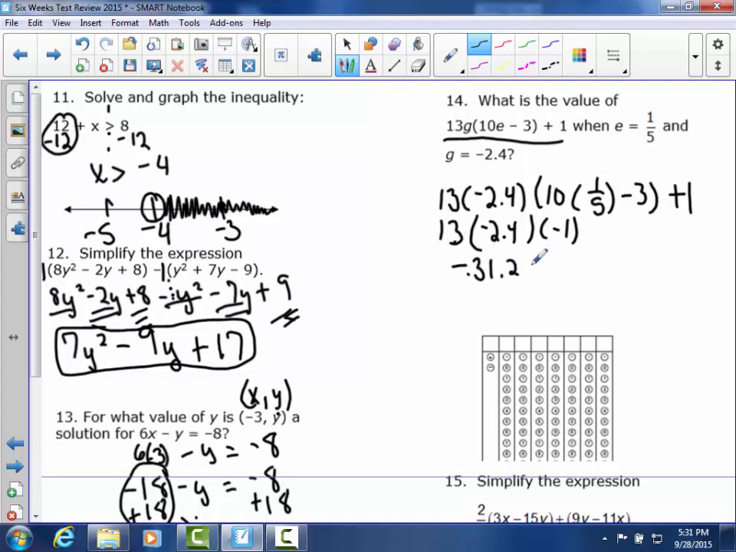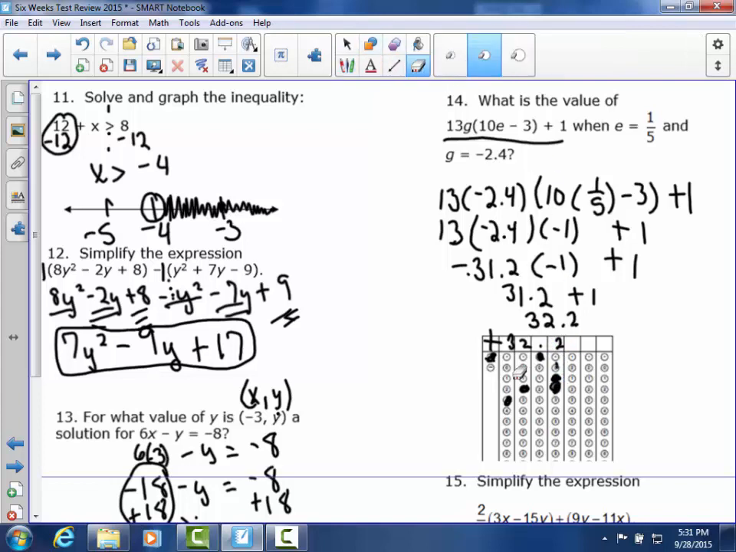And then that times -1, oops, I forgot to write down +1, there we go, would be 31.2, plus 1 would give us 32.2. So positive 32 decimal 2. Whoop, 2. That would be 2 there. Let me erase that.